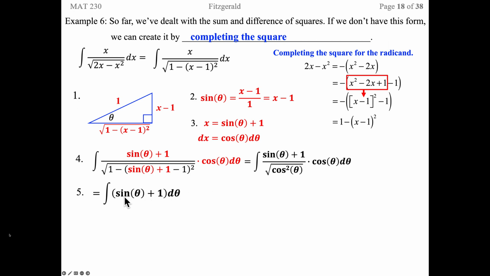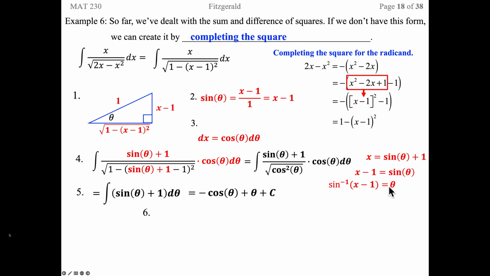So we can integrate sine of theta, that's negative cosine theta. Integrate the 1 as theta plus your constant. And now we'll convert this back into algebra. We do have a theta here, so again, remember, you have to go to where x is equal to your trig function, and we need to solve that for theta, so subtract over the 1. Take the inverse sine of both sides. There's my theta value.